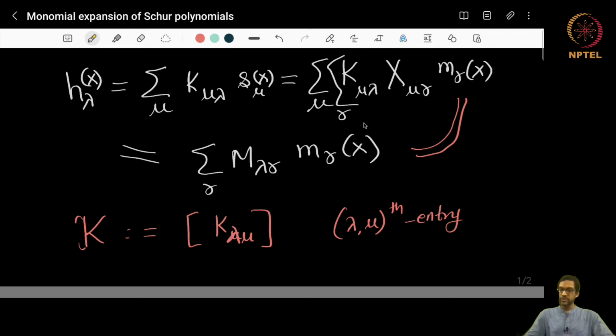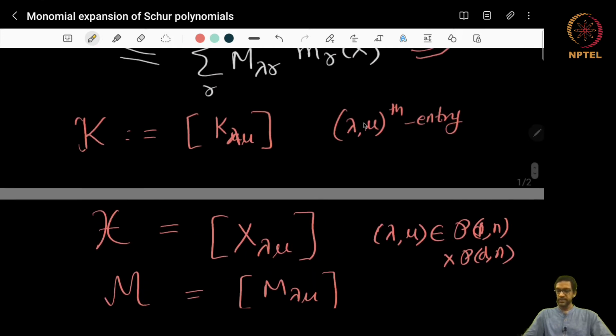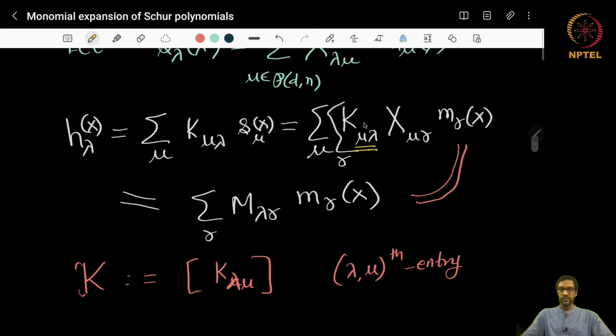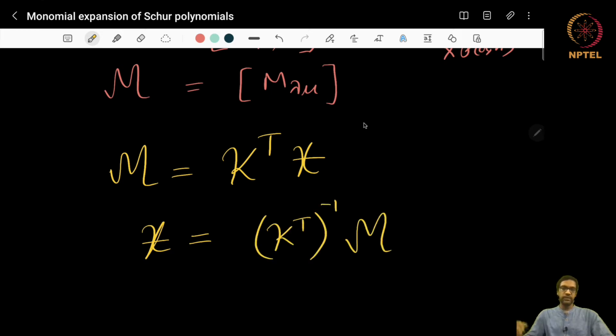Okay, so this is just the equation that the script m matrix is nothing but the k transpose matrix times the x matrix. Okay, there's a transpose there because this is mu lambda rather than lambda mu. Okay, so this is the relation between the three matrices, and this is what I meant by saying that since you know two of them, you know m and the script k matrix, this determines the coefficients x lambda mu by means of this inverse. This is nothing but k transpose inverse times m, and it is whatever it is.